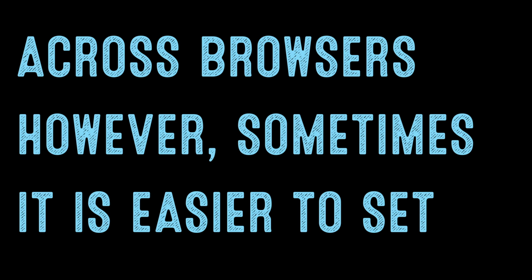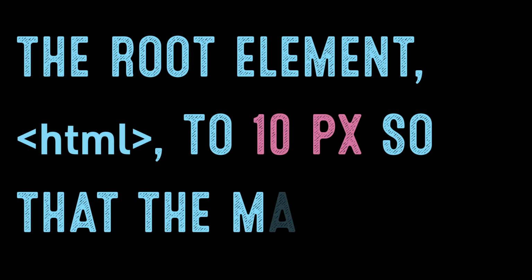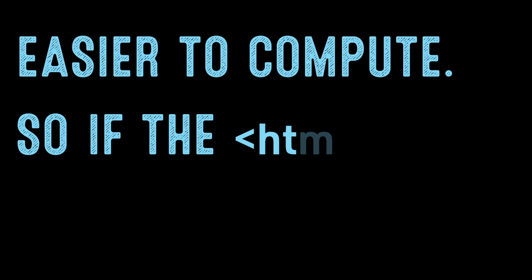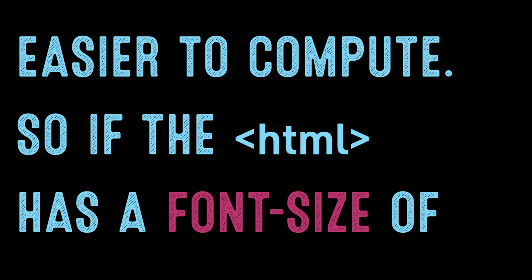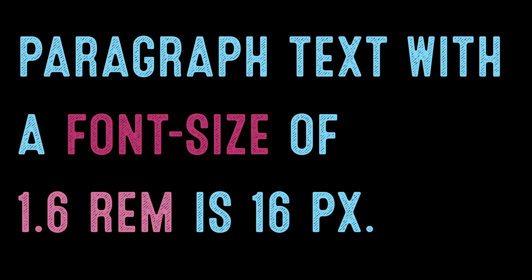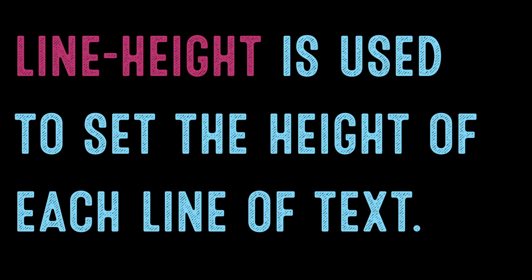However, sometimes it is easier to set the root element, HTML, to 10 pixels so that the math is easier to compute. So if the HTML has a font size of 10 pixels, an H1 with a font size of 3 rem is 30 pixels, and paragraph text with a font size of 1.6 rem is 16 pixels. Line height is used to set the height of each line of text.